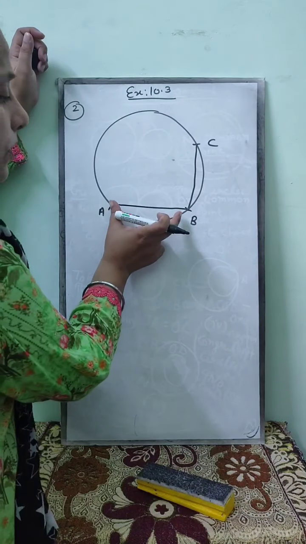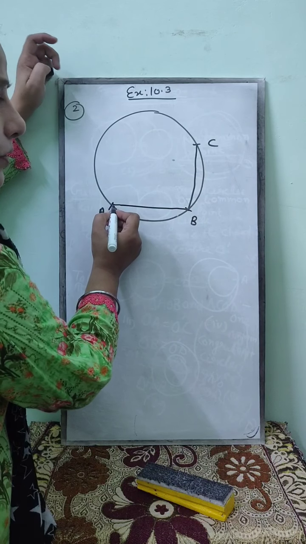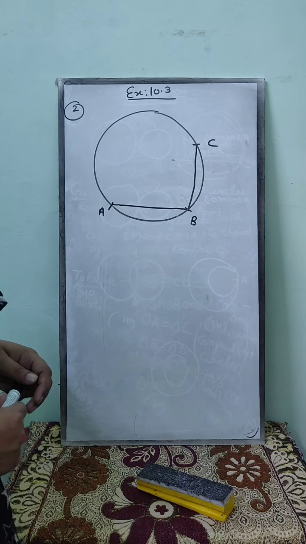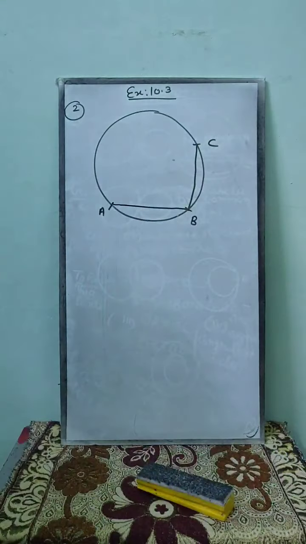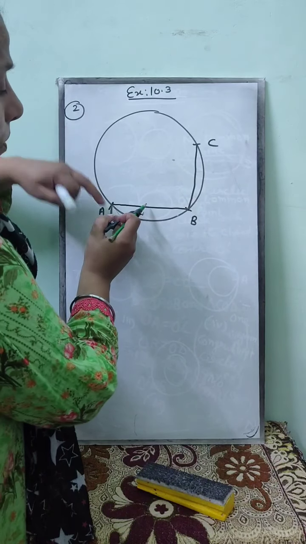Clear? We will draw the bisector of AB and CB. Clear? How can you draw the bisector? 9th standard. How will you draw the bisector of this line? See, you will take the compass and pencil. Clear?